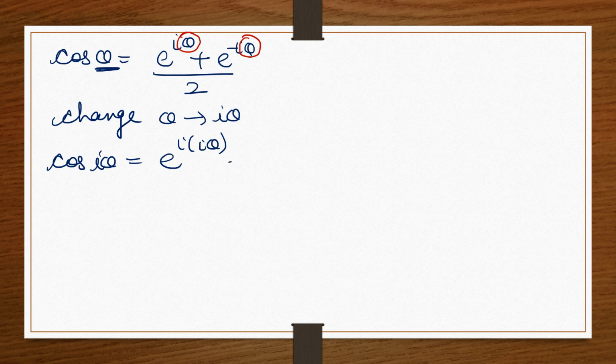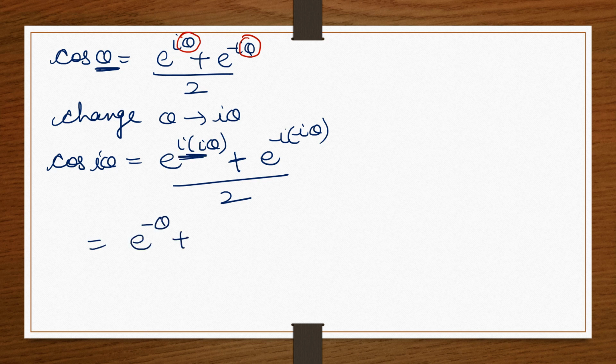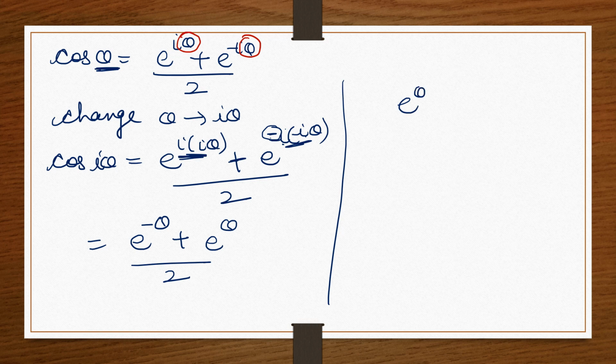Plus e power minus iota theta over 2. Now again, iota into iota square, that will be negative. And here you have negative also. Iota into iota square will be negative, but this negative is already there. So ultimately you'll get positive theta over 2. Can I write this thing as e power theta plus e power minus theta by 2?